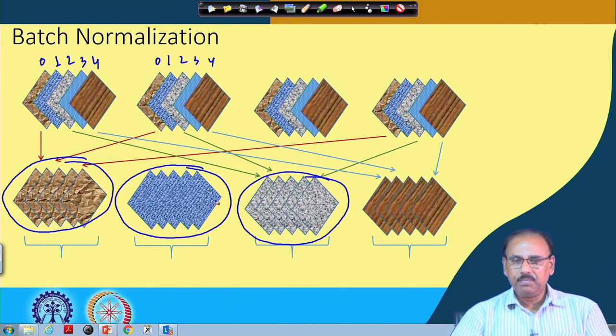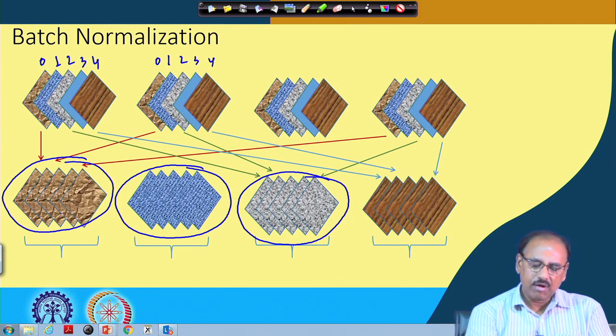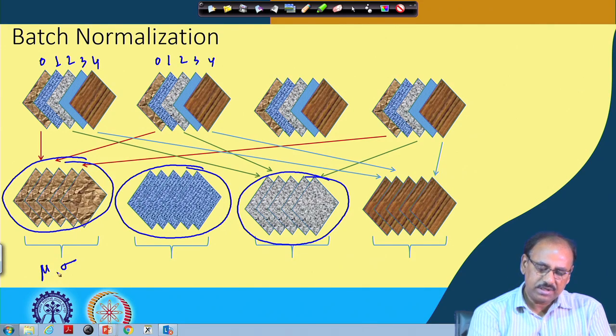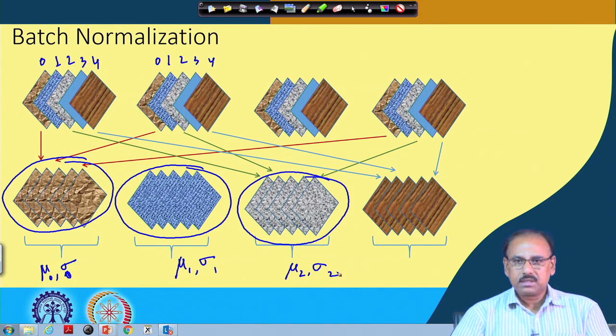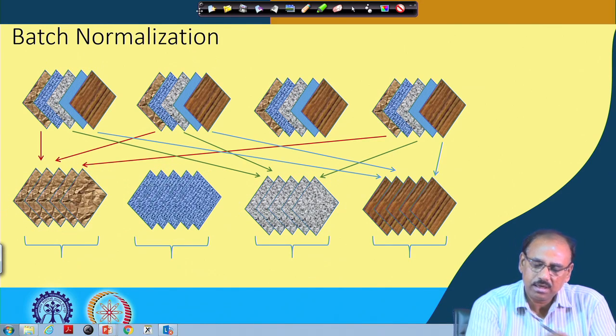And then when you compute the mean and standard deviation, you compute one mean and one standard deviation for each group. Say this is mu 0 and standard deviation sigma 0. I am putting it as subscript 0 because they are computed from the 0th channel. This may be mu 1, sigma 1, this may be mu 2, sigma 2, and so on. So these two parameters, mu and sigma, are computed from identical channels, the same channels over all the training examples. And that is how you compute the mean and sigma in the batch normalization technique.